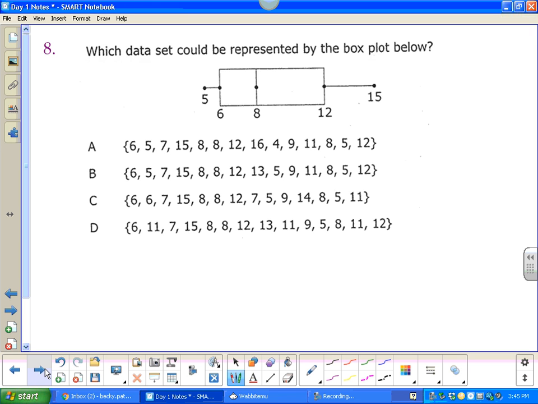Which data set could be represented by the box plot below? Well, I know that I have a minimum of a 5 and a maximum of a 15. So I can't have a 16 and a 4 in here because my box plot shows all my data. So he's out. Now, none of the other data have any numbers beyond a 15 or a 5, so that's not going to help me anymore.